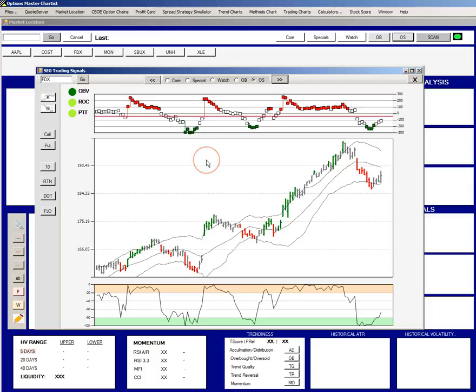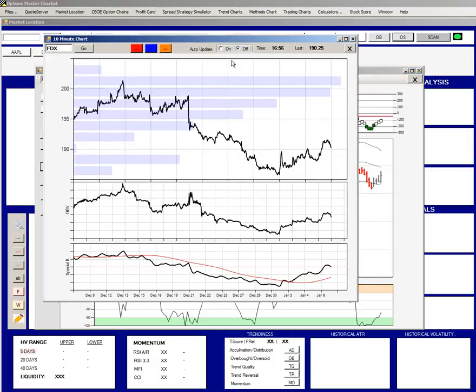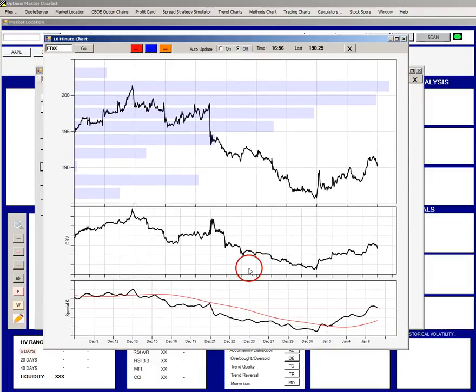Now, one of the things you can do is you can go right from the SEO after we find a good trade candidate to any of these different charting methods, and I'll just quickly go through them. One is the 10-minute chart, and what this will do, it'll pull up a 10-minute chart. It's about 20 days of 10-minute period, and it shows you the 10-minute bars in a line form.